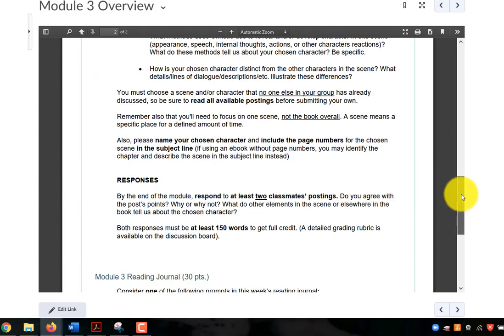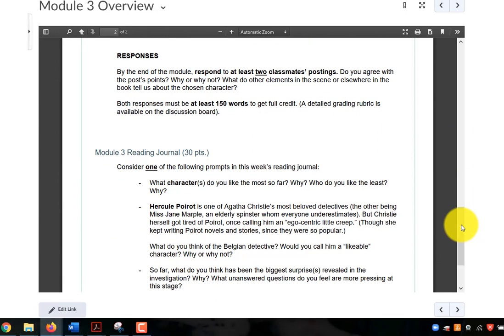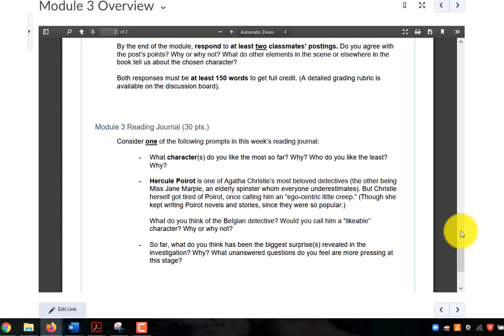In our Module 3 reading journals, a lot of us chose to consider character further by weighing in on who you like the most or the least, or on whether Poirot manages to be likable despite his arrogance and despite the fact that Christie so famously hated him.